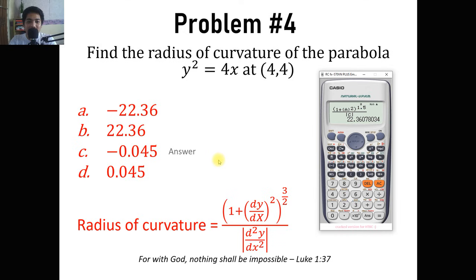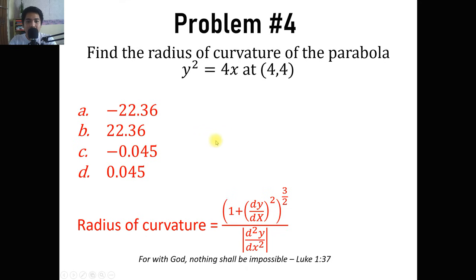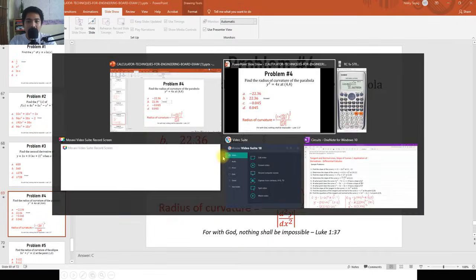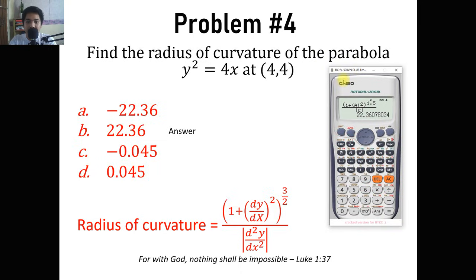Okay, this should be letter B, not letter C. Let me just rewrite it. Okay, so that should be the answer. Letter B, 22.36. Okay, that's one of the applications of the second derivative, the radius of the curvature.